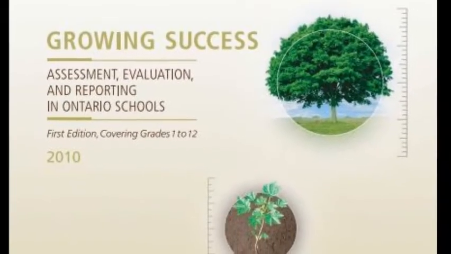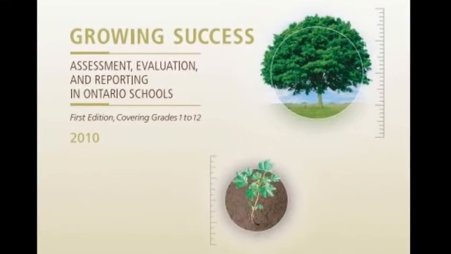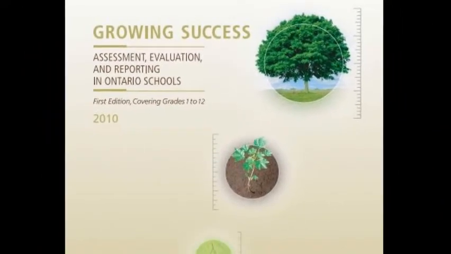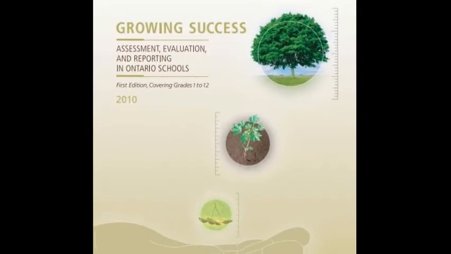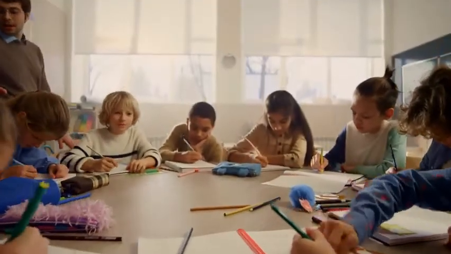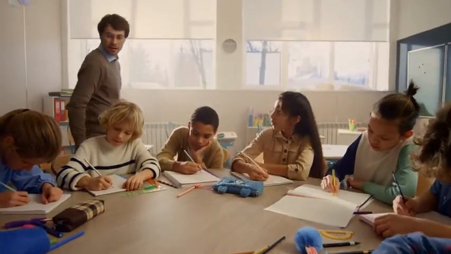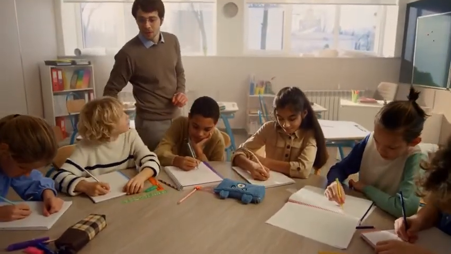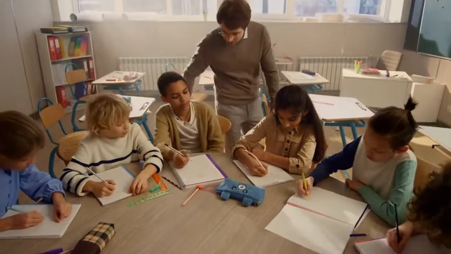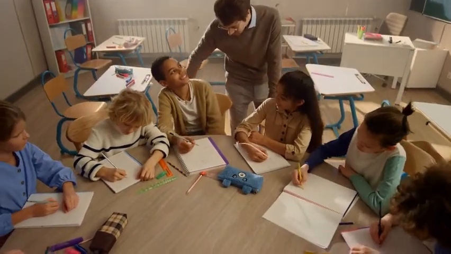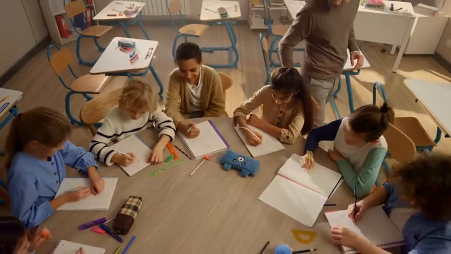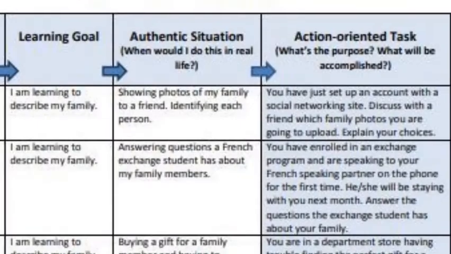The Growing Success document states that the purpose of assessment is to inform instruction, guide next steps for improvement, and help learners monitor and navigate their progress. Assessment should support all learners in the FSL classroom and be fair, transparent, and equitable, with multiple opportunities for assessment for, as, and of learning.